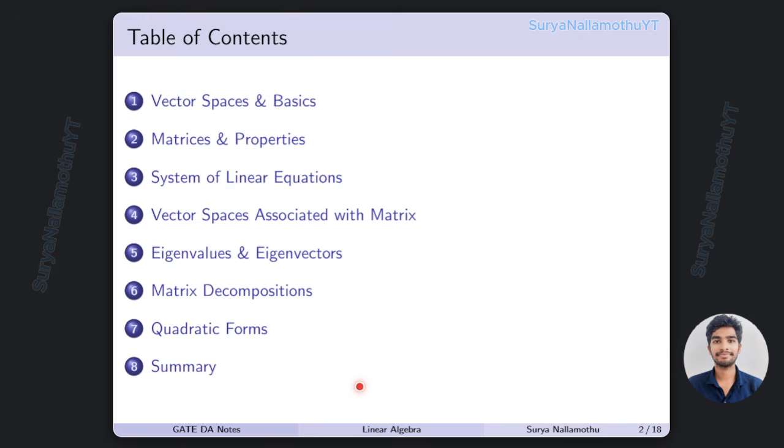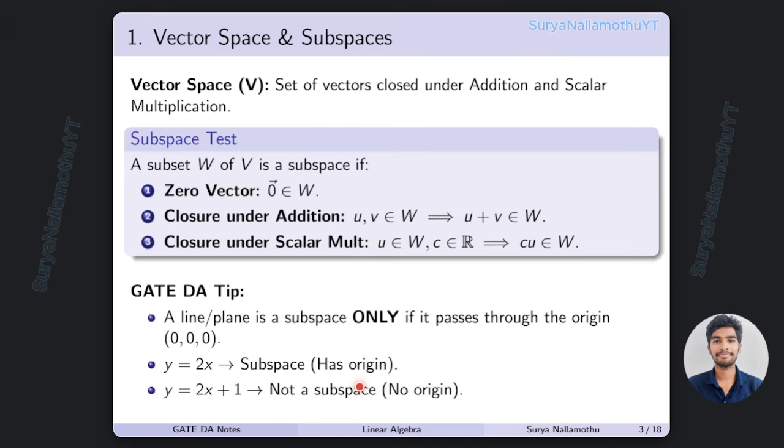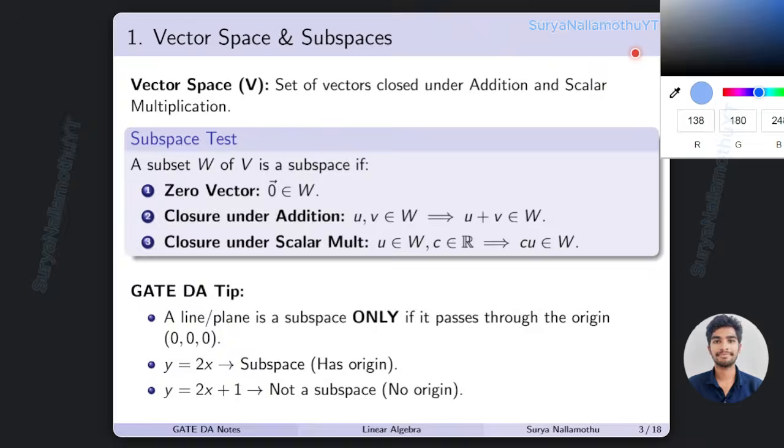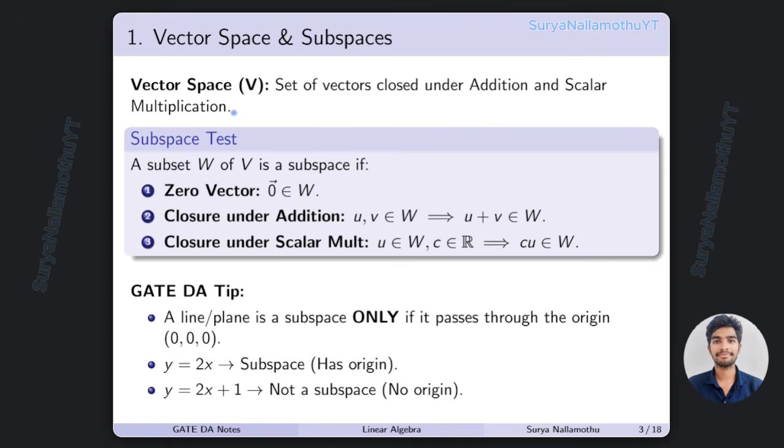Here are the contents present in this tutorial. First, let me start. Vector space and subspaces. A vector space is a set of vectors that is closed under addition and scalar multiplication. It means addition and scalar multiplication must be satisfied. There is a difference for the subspace set. The subspace set has a zero vector, but the vector space has only these two conditions to follow. Then it is known as a vector space.